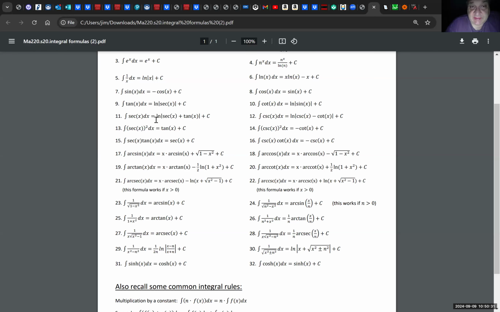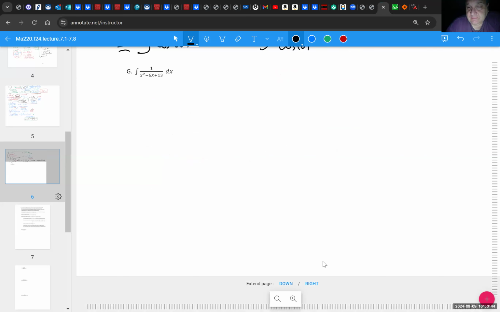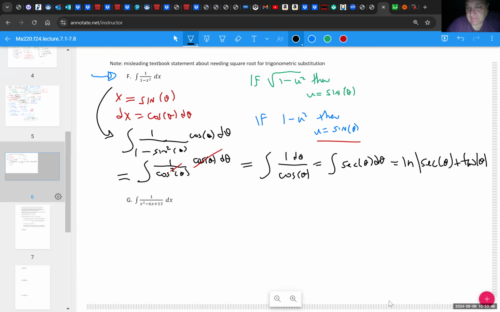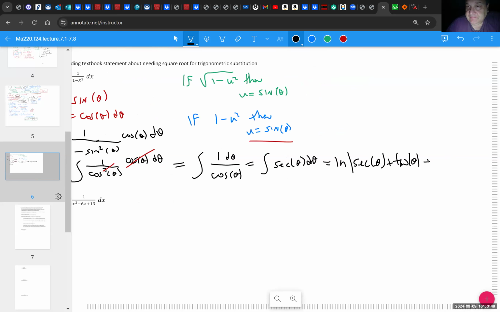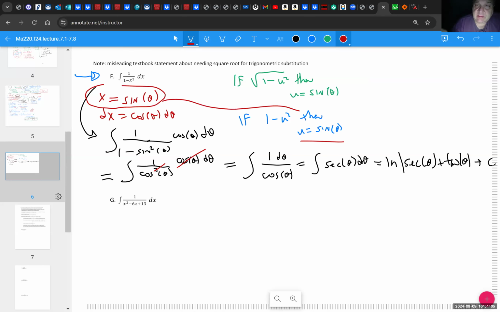Integral secant is number 11. It's natural log of secant plus tangent. So this is natural log of secant plus tangent, plus c. And then let's take our original substitution. The original substitution was over here, x equals sine theta. So put that over here: x equals sine theta.